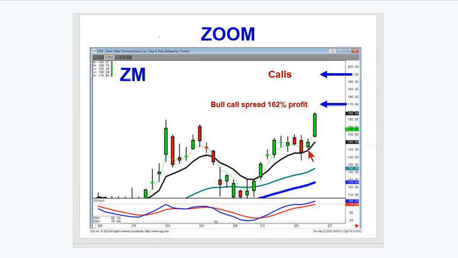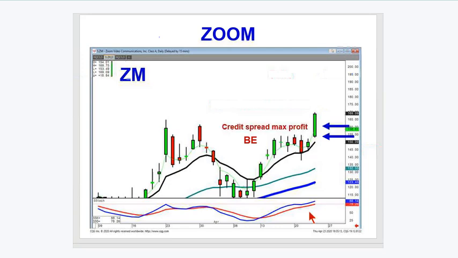So a bull spread, I don't have the numbers on here, but if I can make a good 162% profit by buying one call and selling the other, well, what do I have to have done? I have to have that price move in that direction. Whereas at the same time, if I put on a credit spread, it doesn't even have to move in that direction to make a good return. If it stays above this price, we're still going to make a very good profit.